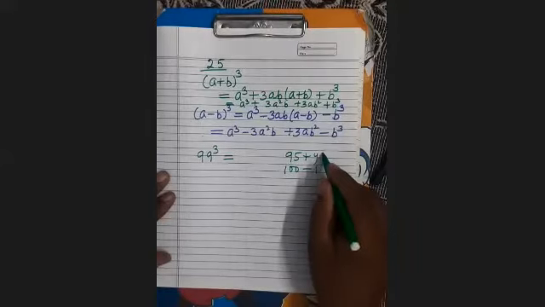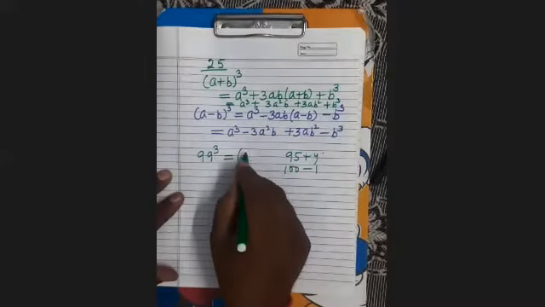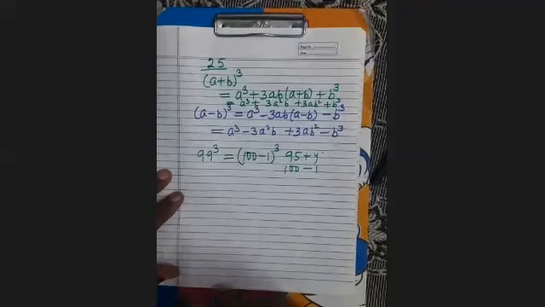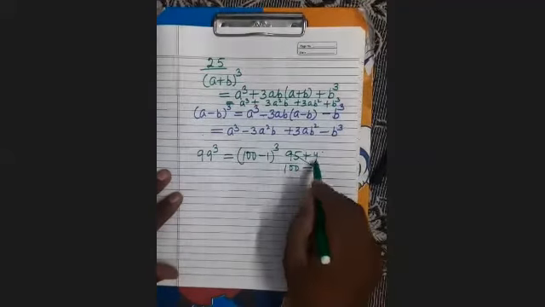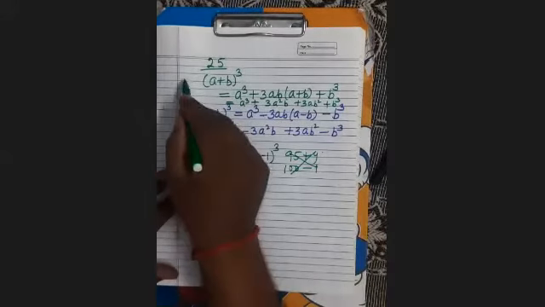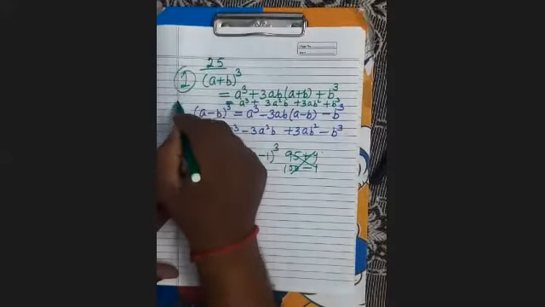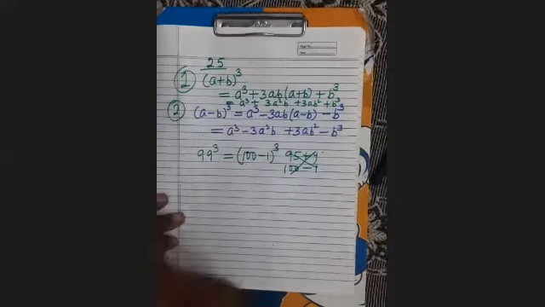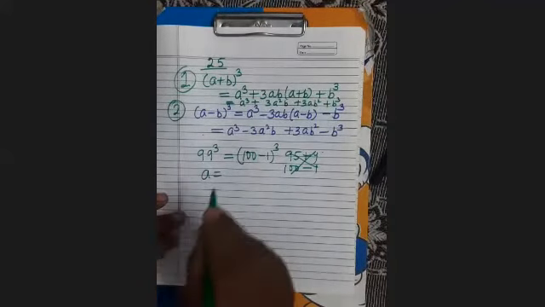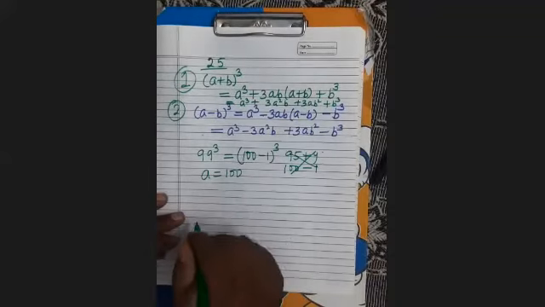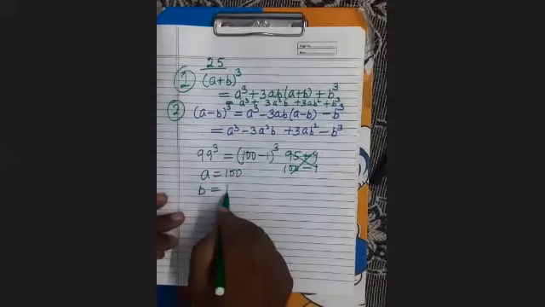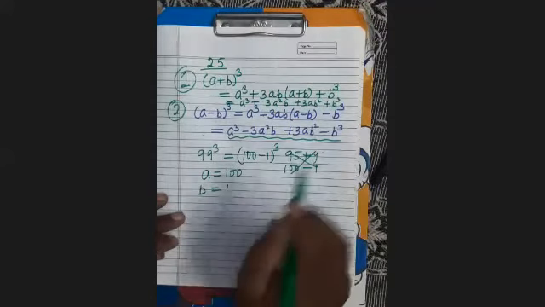100 minus 1. That is more convenient. 100 minus 1 whole cube. Now you will use which formula? Formula number 1 or 2? Formula number 2. What is in place of A? 100. In place of B? 1. So you substitute here.